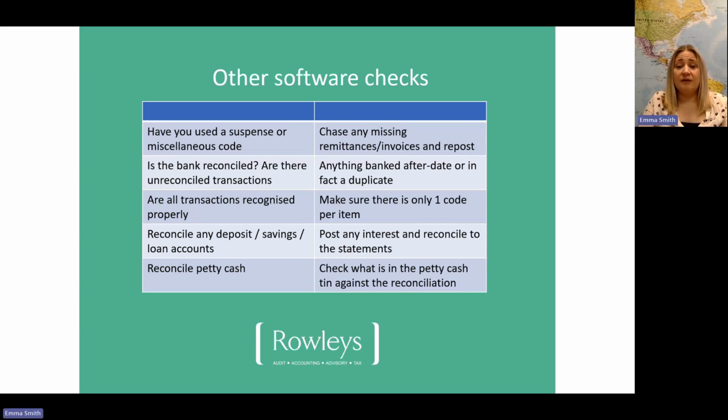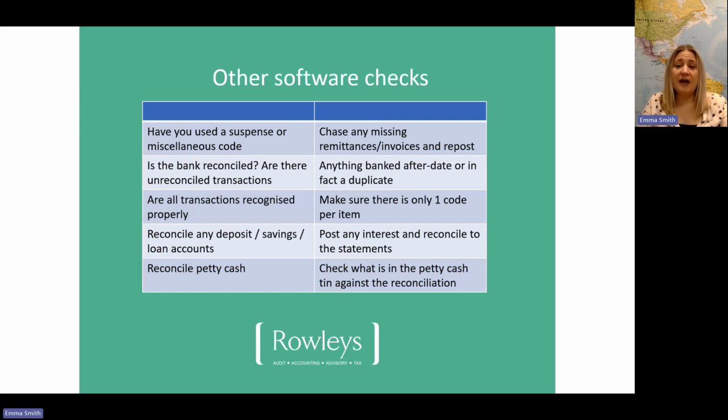Sometimes these codes are used if the invoice or remittance wasn't available at the time. And if you still haven't received these invoices or remittances, you will need to chase these up with the supplier or the customer. If you're unsure of who they were, check your bank statements and it should say who you've paid or who you've received the money from.